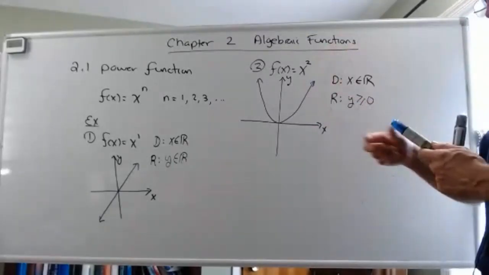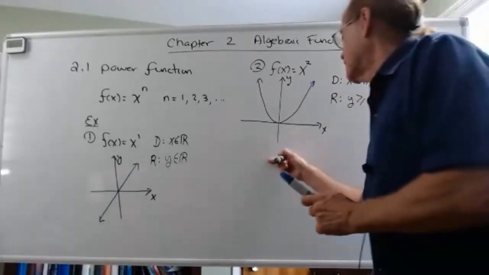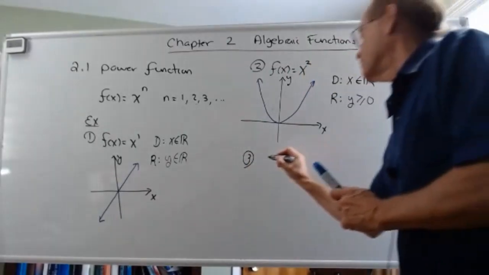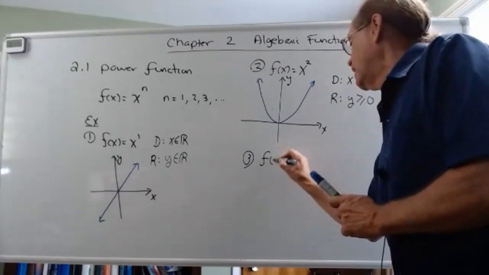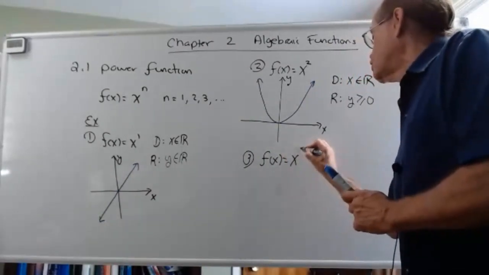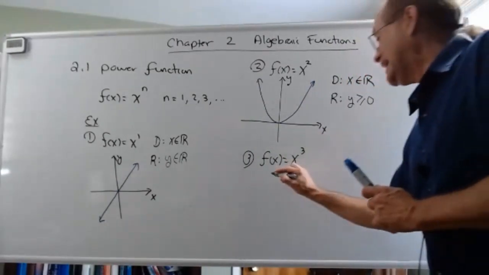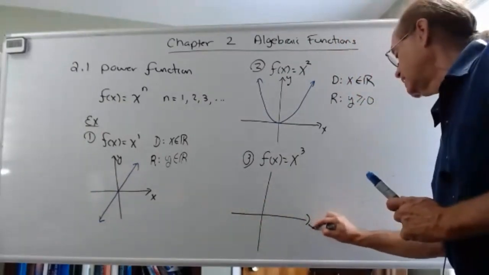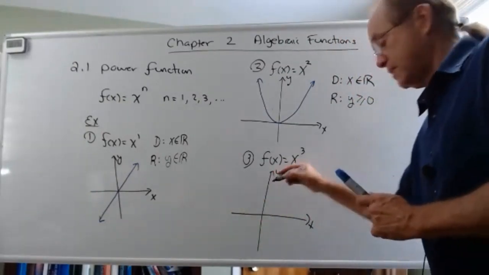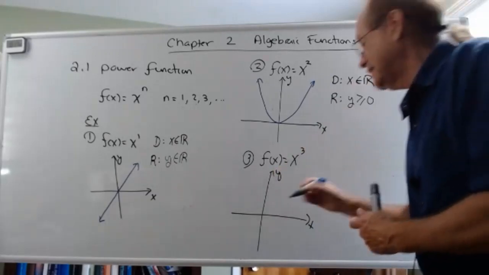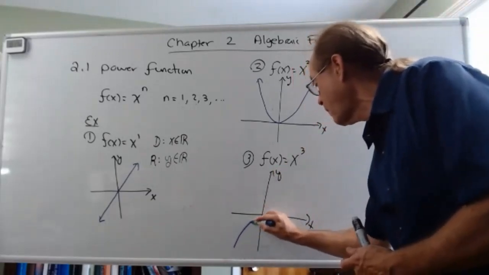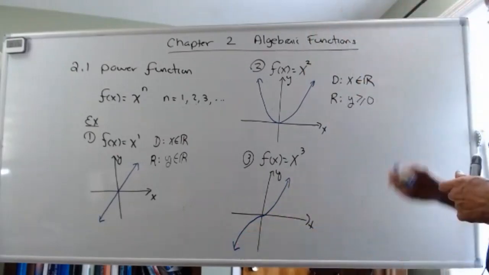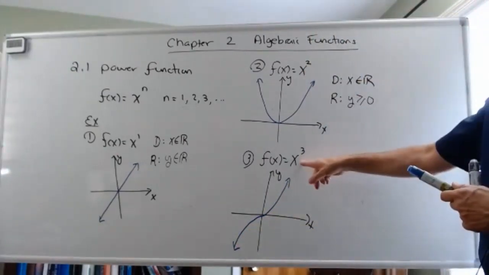Let's see more behavior of these power functions. Let's take a look at the third case. You start to see a pattern forming. So f of x is equal to x cubed. What does its graph look like? So if I plug it into a calculator, or do my head calculator, it looks something like this. That's my cubic function.